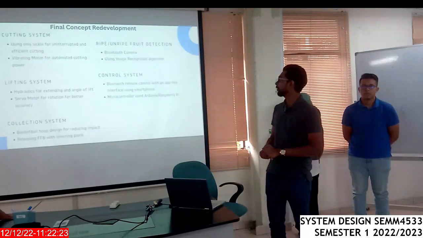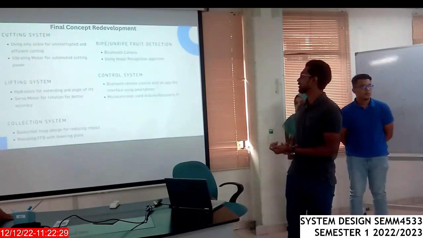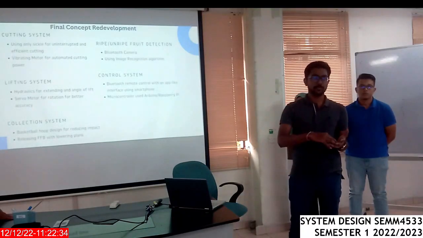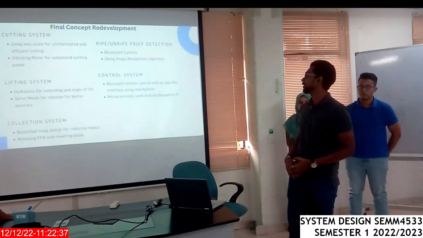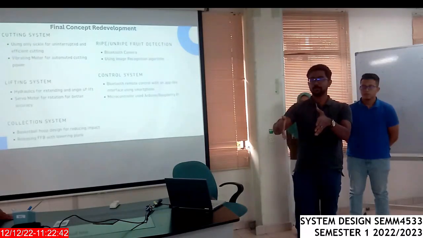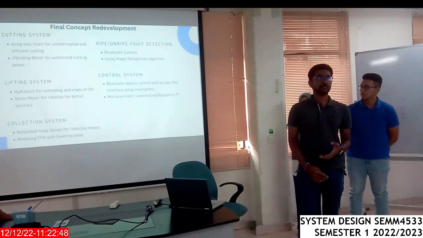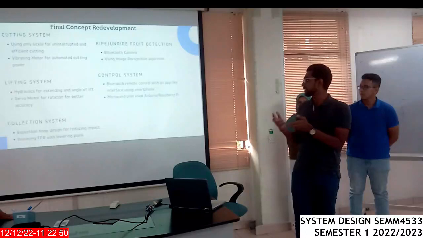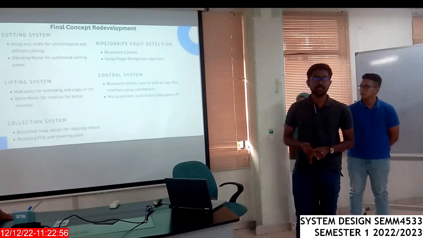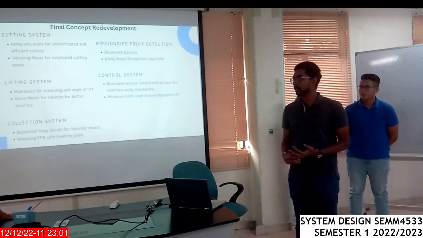And finally, for our ripe and unripe fruit detection, we will use a Bluetooth camera which has an image recognition algorithm so that it will identify ripe and unripe fruits and inform the operator. The operator will decide whether to cut or not to cut. And for the control system, instead of the operator going with the machine, we decided to go with remote control operation. We are going to design an app with an interface which can be controlled using a smartphone with Bluetooth connectivity. The microcontroller that we are going to use for this system is Arduino or Raspberry Pi.